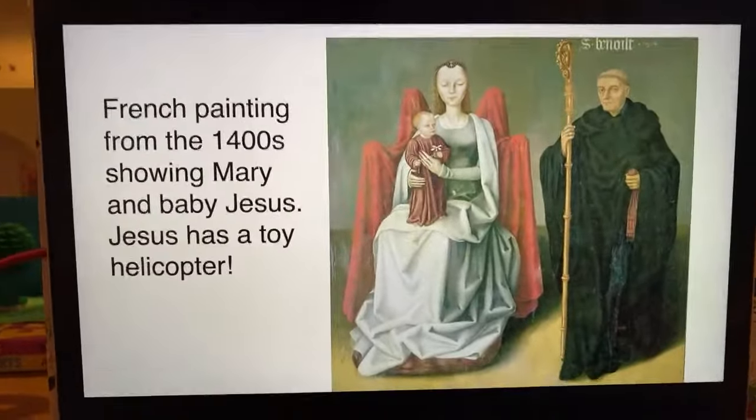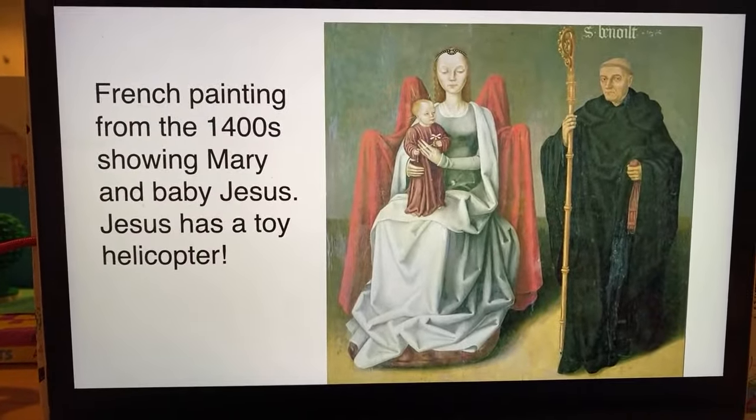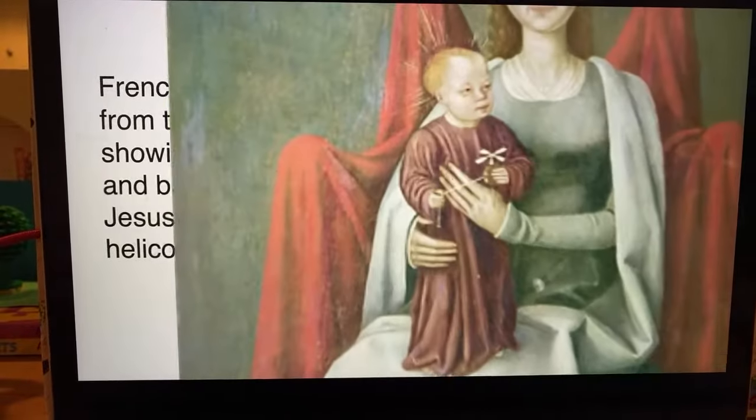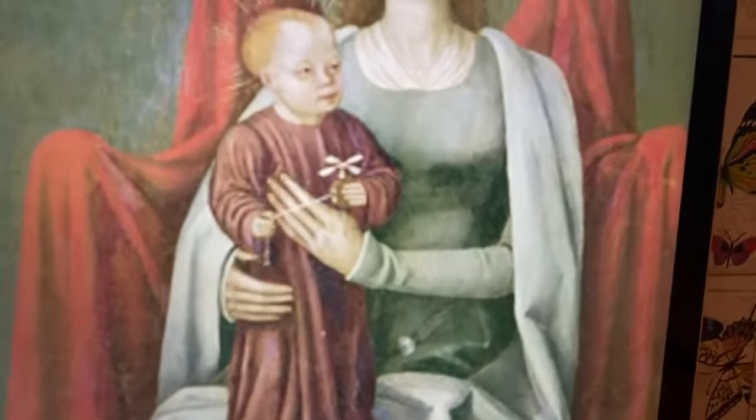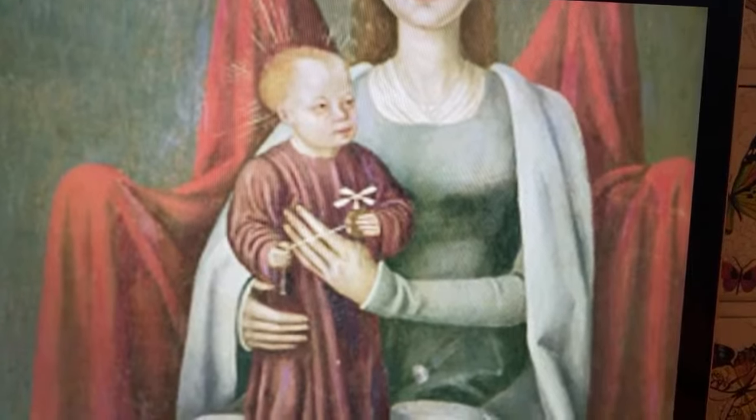One of my favourite things I've ever showed you on Theory of Science is this French painting from the 1400s of the Virgin Mary and little baby Jesus and some other religious figure, I don't know who it is. But look what baby Jesus is holding! Jesus has a toy helicopter! Is that the cutest thing you've ever seen? I'm crying. It's so adorable.